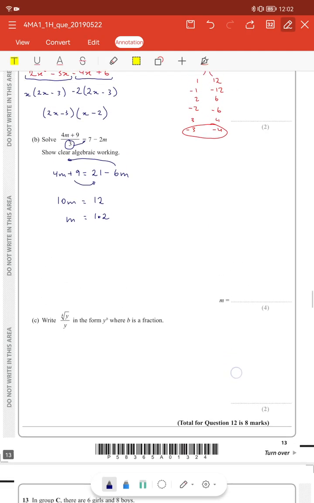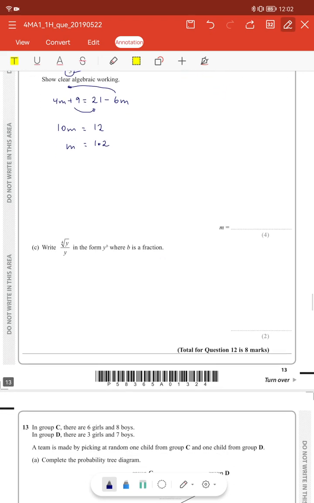And if I want to write this in the form of y to the power of b, well, the fourth root of y is y to the power of a quarter divided by y to the power of 1. If I am dividing, I do the power of the numerator minus the denominator. And a quarter minus 1 would be y to the power of minus 3/4.